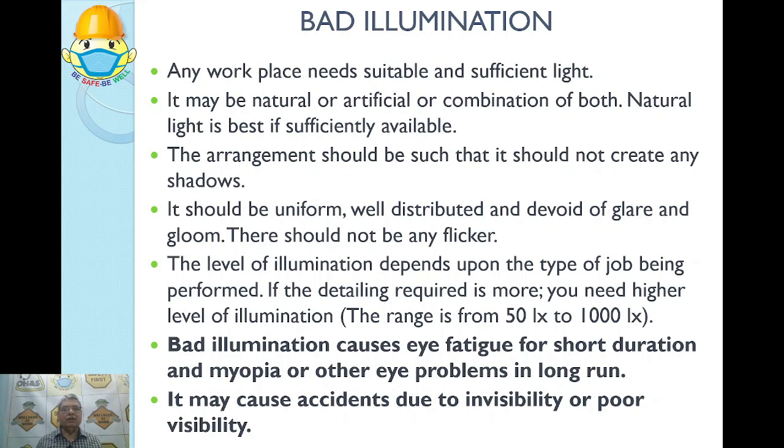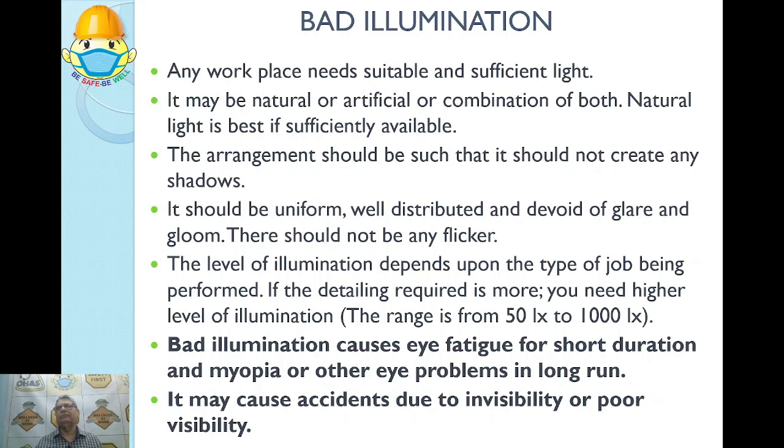It may be natural or artificial or a combination of both. In factories, generally in daytime, natural light is used to a maximum level, but you still need artificial lighting inside. Natural light is best if sufficiently available. Generally in big buildings it is not possible to use only natural light, so in most cases you have to use a combination of natural and artificial light. The arrangement should be such that it does not create any shadows.